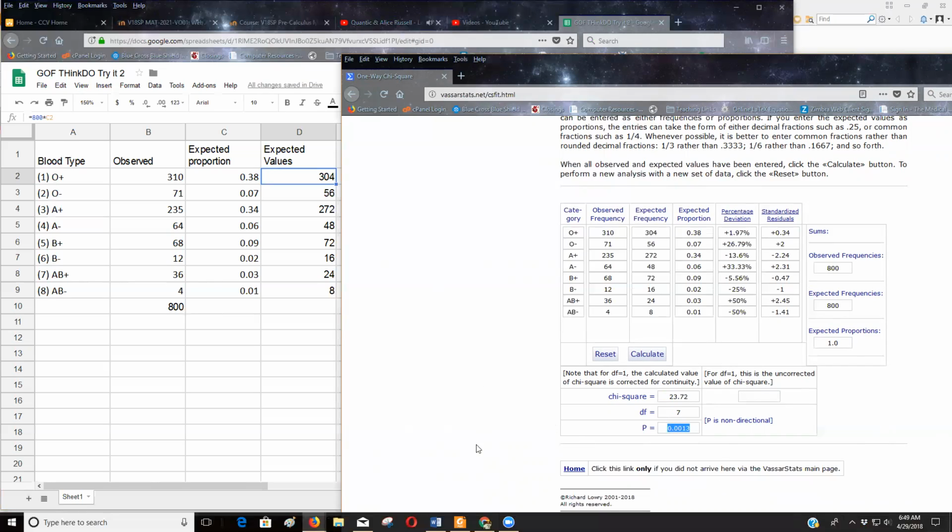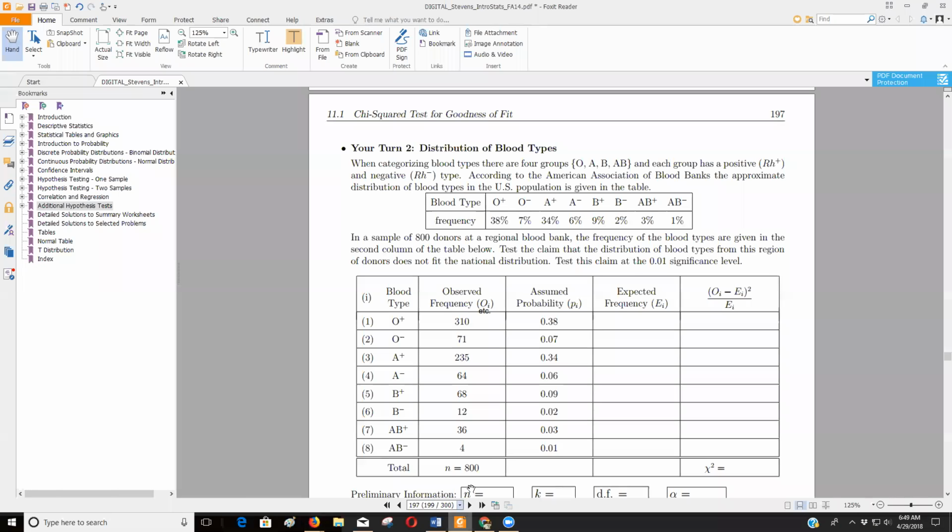I should go back and look at the problem now. Test the claim. So there's the claim that this group doesn't fit the national distribution. So that's H1 is what I would do. I would say H0 is they do fit this distribution, and any difference is explained by random chance. And then H1 will be it doesn't fit the distribution.